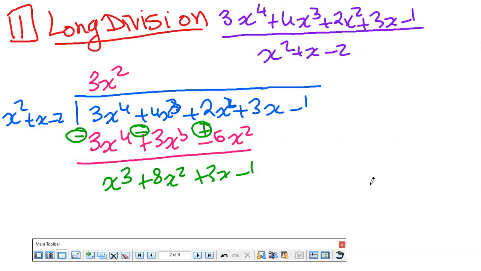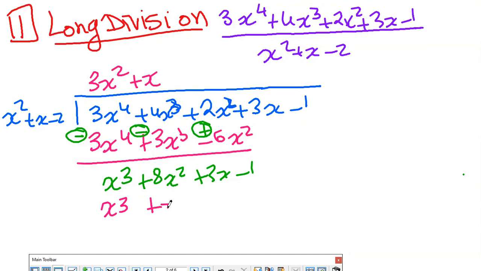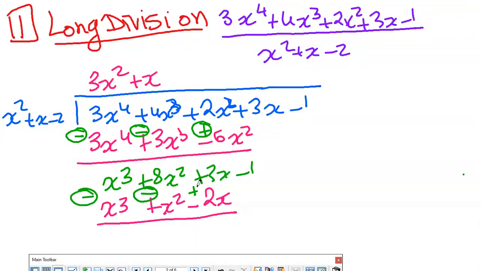And then again, what times x squared gives me x^3? It's times x, so I have plus x. So x times x squared is x^3. x times x, so plus x squared, minus 2x. And then again, I need to subtract. So minus, minus, plus. x^3 minus x^3 is 0. So here it's 7x squared. I have here plus 5x minus 1.